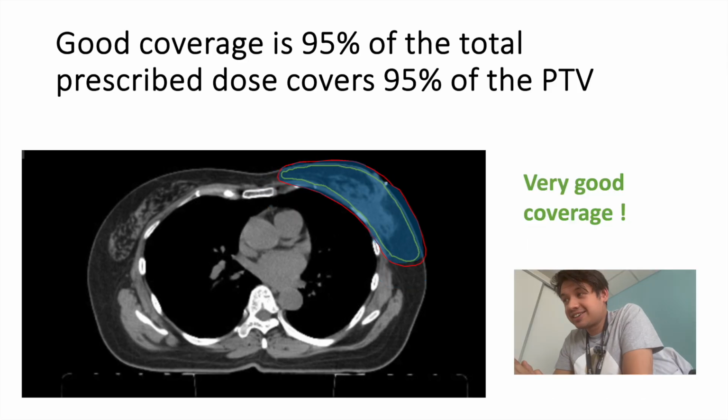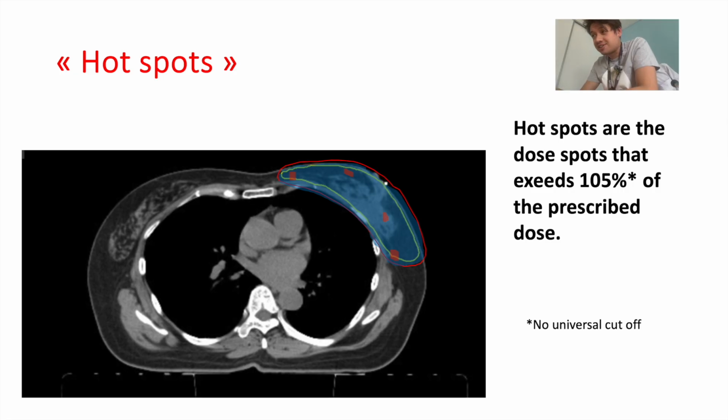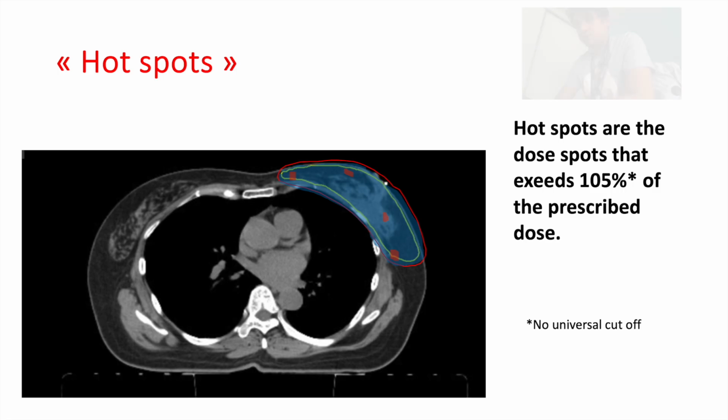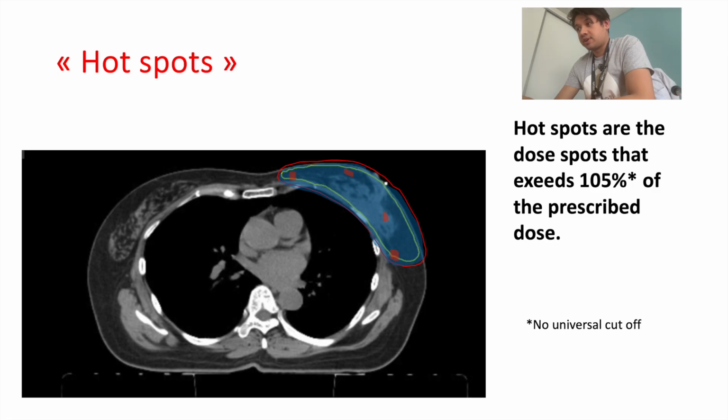In this case, you have a very good coverage. The 95% isodose in blue is nicely covering the PTV in red, and you have a pretty good conformity. Here in red, you've got the hotspots. Hotspots are the dose spots that exceed 105% of the prescribed dose. There is no universal cutoff for the hotspot. Sometimes it's more than 107%, for example.